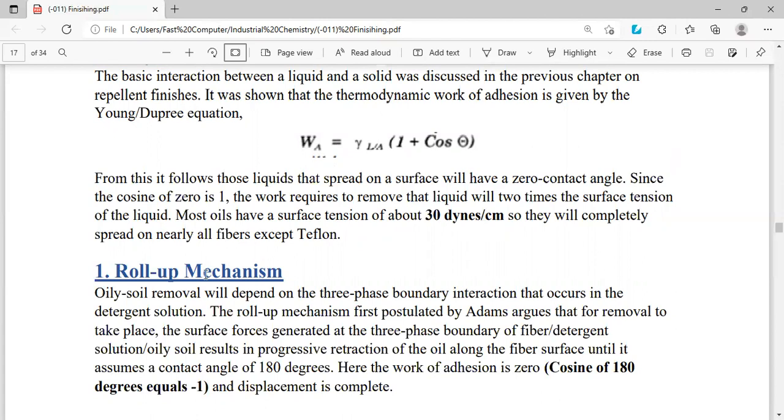First of all, we will discuss the roll-up mechanism. Oily soil removal will depend on three-phase boundary interaction that occurs in the detergent solution. The roll-up mechanism, first postulated by Adams, argues that for removal to take place, the surface forces generated at the three-phase boundary of fiber, detergent solution and oily soil result in the progressive retraction of the oil along the fiber surface until it assumes a contact angle of 180 degrees. Here, the work of adhesion is zero and displacement is complete.